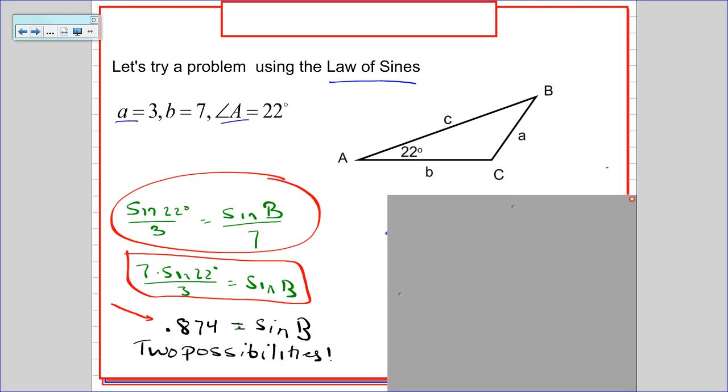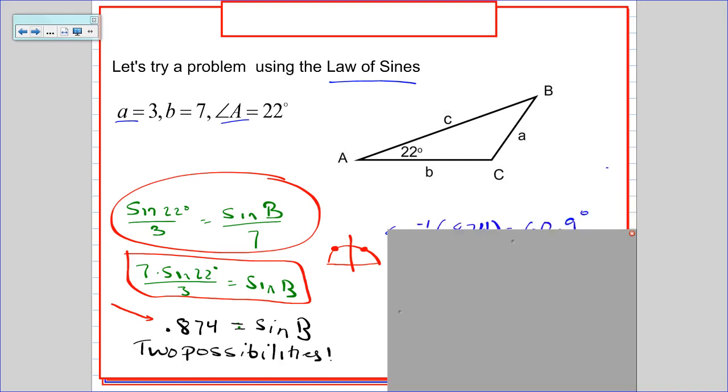Now there are two different places on the unit circle where the sine of B equals 0.874. Think about it. The sine is positive in the first quadrant and the second quadrant. Maybe I'm at 0.874 here, or maybe I'm at 0.874 here. There are two different possibilities, and we're going to have to see if they fit. But at first, we pretend there aren't. So we go through this problem. We take the sine inverse of 0.874, and we get 60.9.